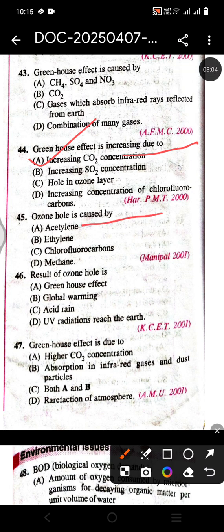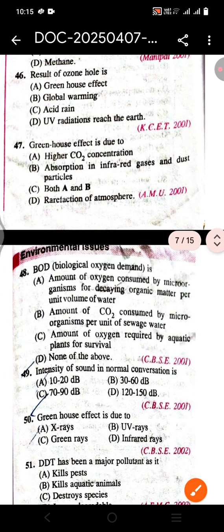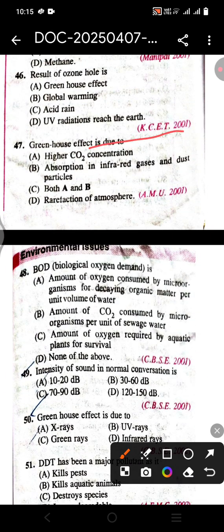Ozone hole is caused by chlorofluorocarbon. Option C. The result of the ozone hole is ultraviolet radiation reaching the earth. Option D is correct. The greenhouse effect is due to the higher CO2 concentration as well as absorption of infrared by gases and dust particles. So option C is correct.